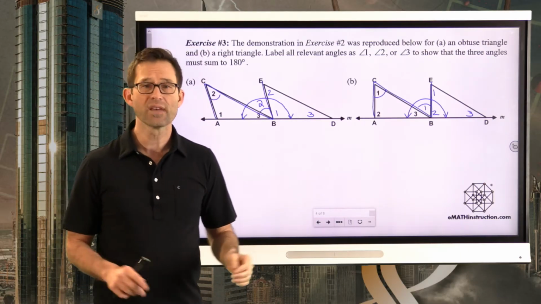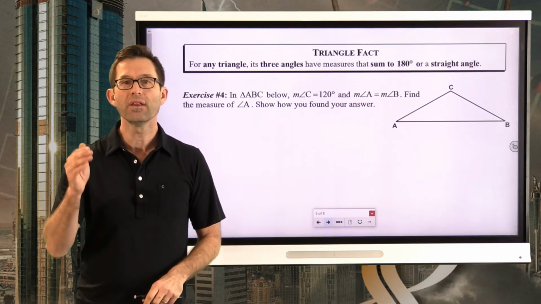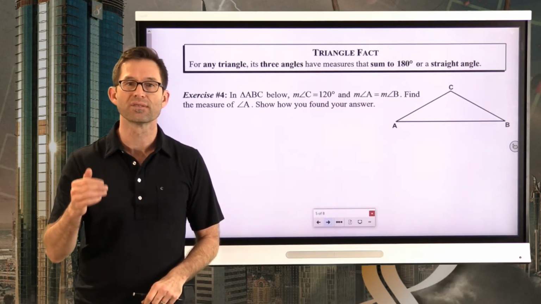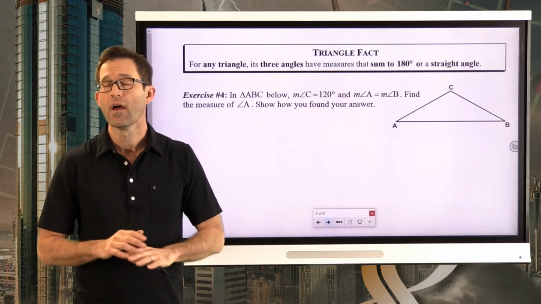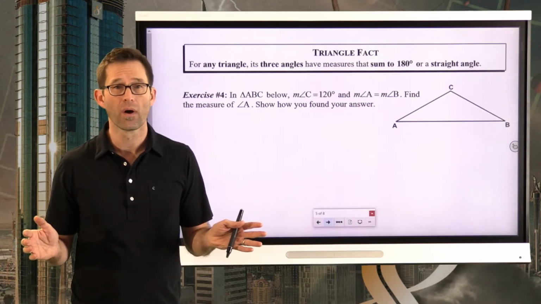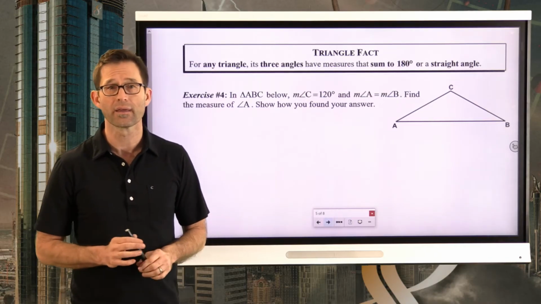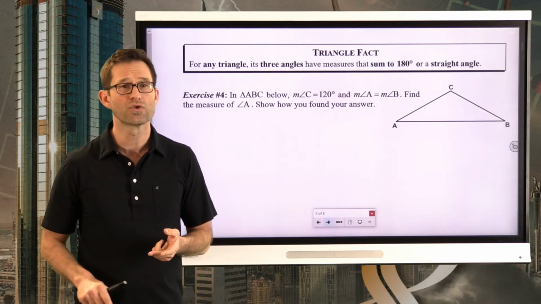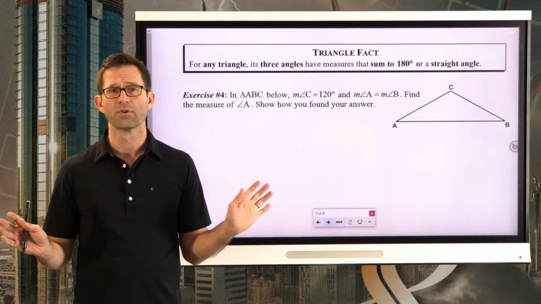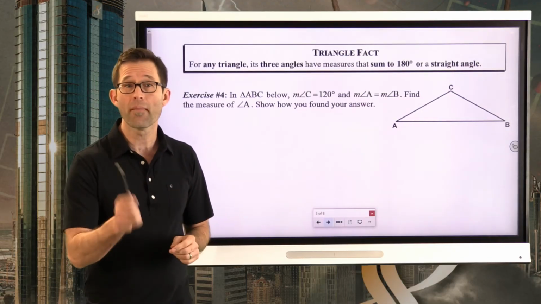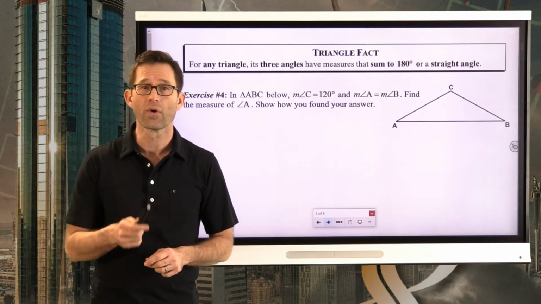Now, the big takeaway from this is real simple. Triangle fact: for any triangle, its three angles have measures that sum to 180 degrees or a straight angle. That will be taken as fact in every kind of problem from here on out. In geometry, we are now going to assume that it doesn't matter what the triangle looks like. It doesn't matter whether it's a right triangle, an acute triangle, an obtuse triangle, an equilateral triangle, an isosceles triangle, or any other type of triangle, a French triangle even. It won't matter. The angles will add up to 180 degrees. We can now use that in a variety of different problems.